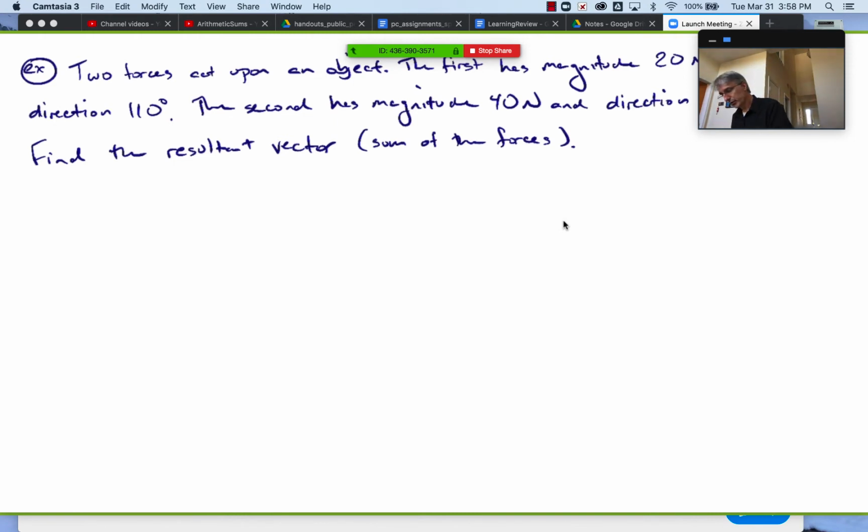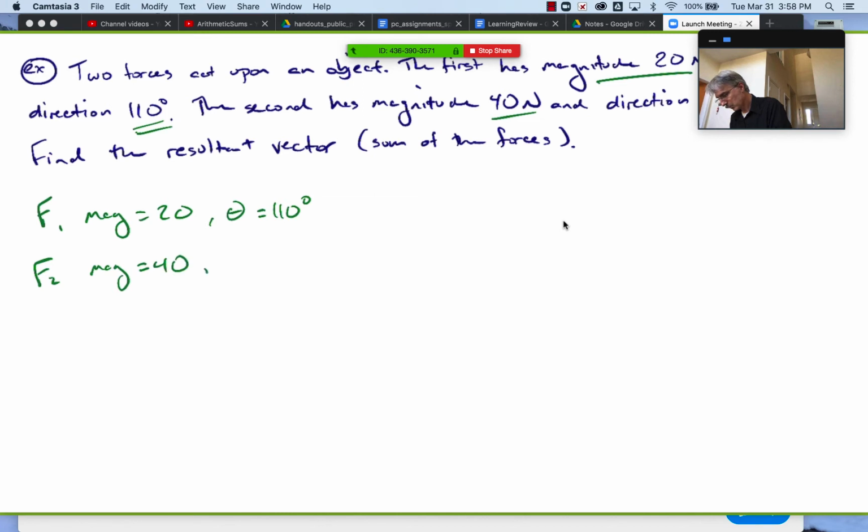I've got this first force in this problem where it's saying the magnitude is 20 newtons and the angle is 110 degrees. I've got the second force, the magnitude is 40 newtons, and the angle, the direction, is 340 degrees. What we need to do is add those two vectors together.